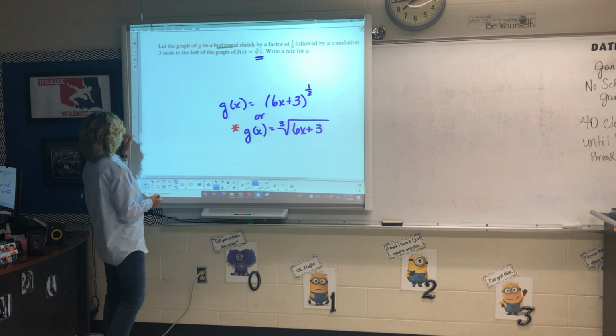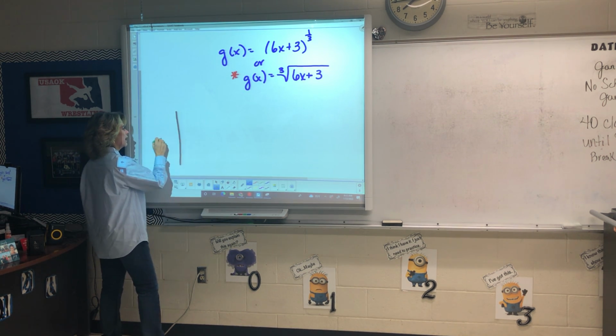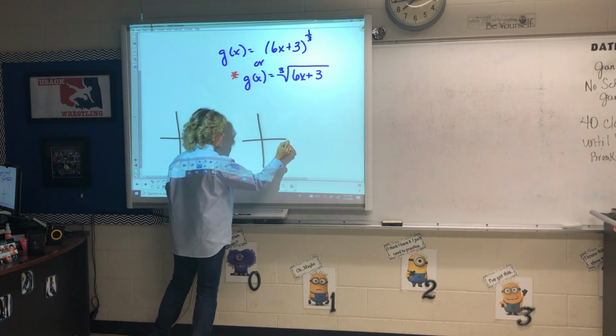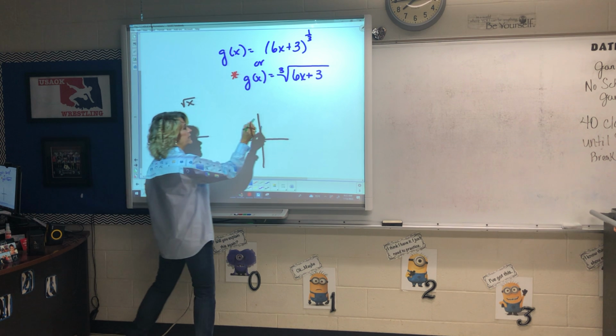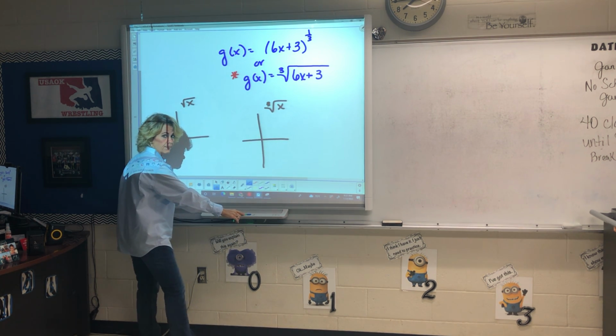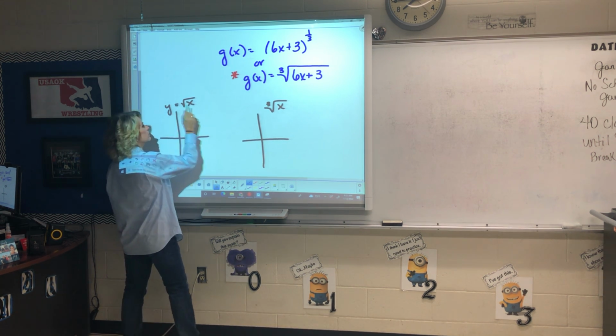Okay, now I'm going to do a little throwback really quick. I'm just going to do a sketch. Everybody with me? Yes, no, or maybe? Okay. So I'm going to sketch the square root of X. Then I'm going to sketch the cubed root of X. Everybody with me? And let me put y equals.